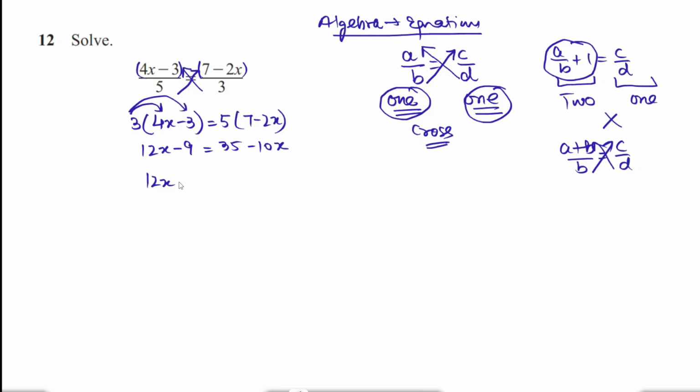So 12x, this is minus 10x, it will go on the other side and we'll add them, and 35, and this is minus 9, it will go on the other side, it will be plus 9. So we get here 22x and this is going to be 44. x comes out to be 44 over 22. 22 is being multiplied here, so we divide here, and we get x equals 2.